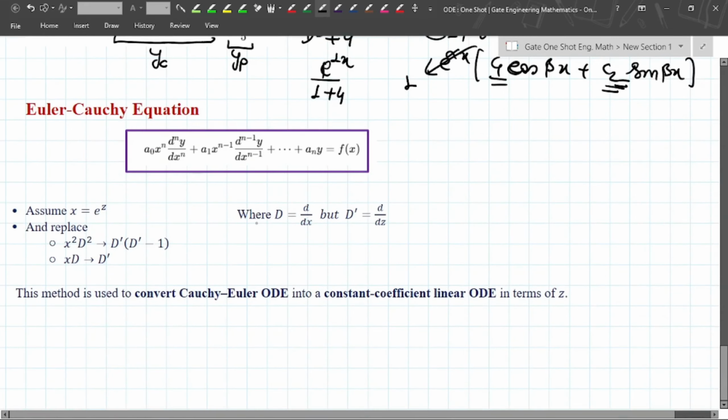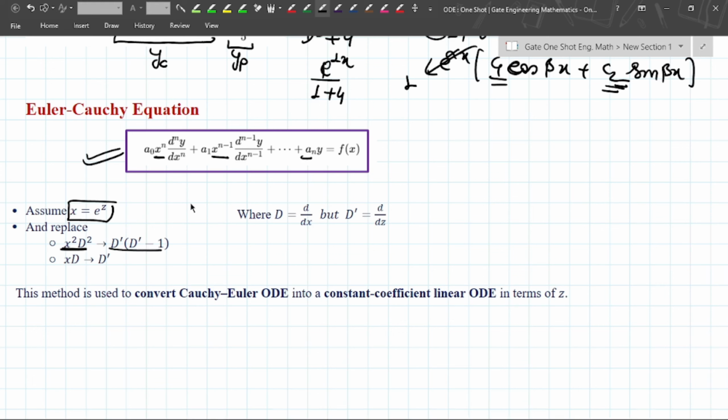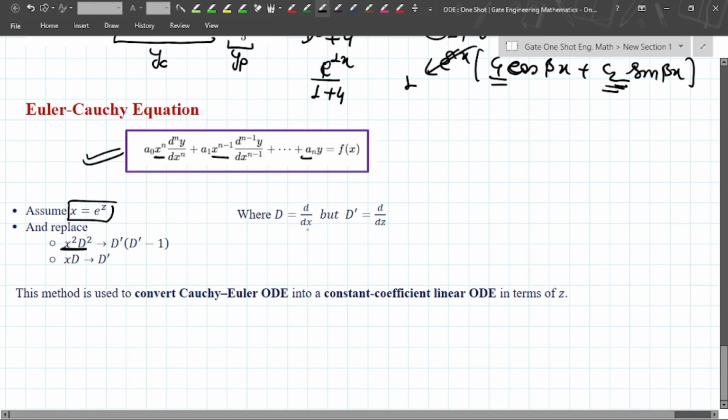Next one is the Cauchy-Euler equation. This is a kind of variable coefficient equation, where we will have x to the power n. It is a very particular case. If the shape of the differential equation is this, it is called the Euler-Cauchy differential equation. In this case, you replace x with e to the power z. It means you replace x square D square with D dash into D dash minus 1. Now what is D dash? D is nothing but d by dx, the derivative with respect to x.